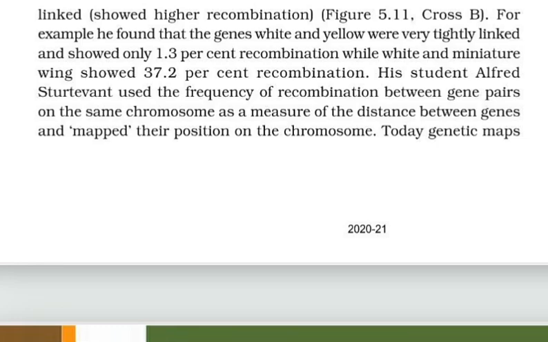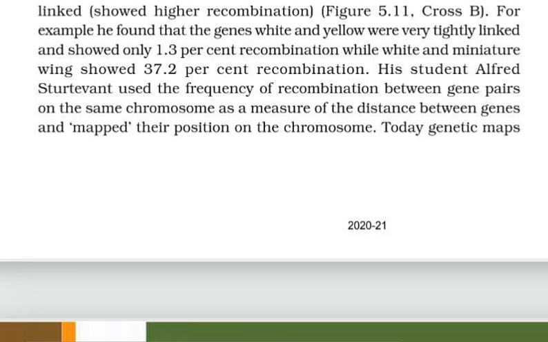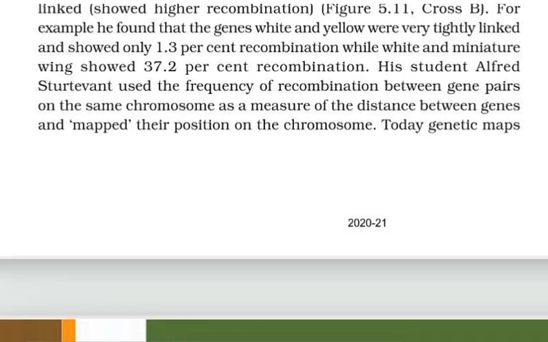Morgan and his group knew that the genes were located on the X chromosome, and so quickly saw that when the two genes in a dihybrid cross were situated on the same chromosome, the proportion of the parental gene combinations were much higher than the non-parental type. Okay? Proportion of parental gene combinations were much higher than the non-parental type.